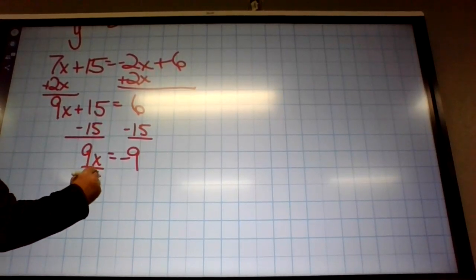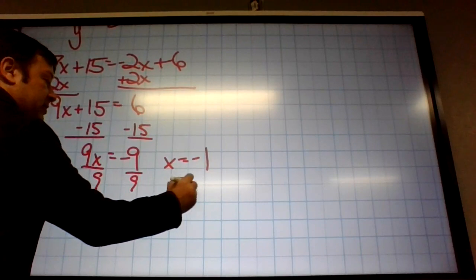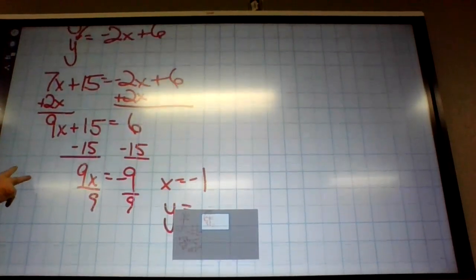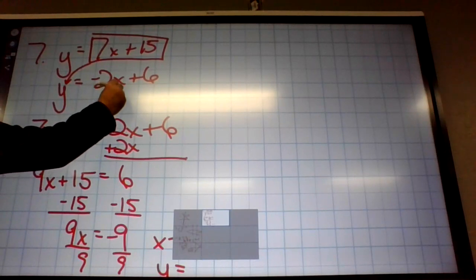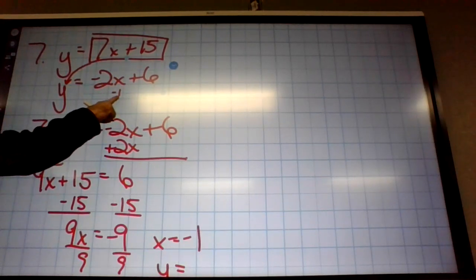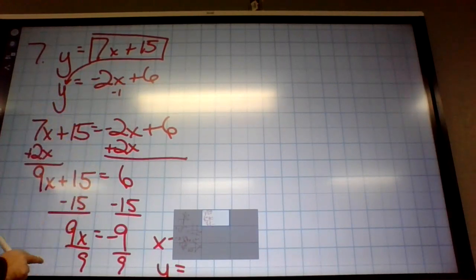So x is -1. And we need to plug that back in. Let's see, it doesn't really matter where you plug it in. If we put it right here, -2 times -1 is 2, plus 6 is y equals 8.